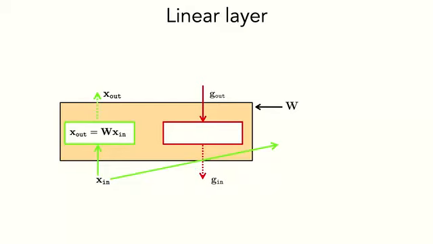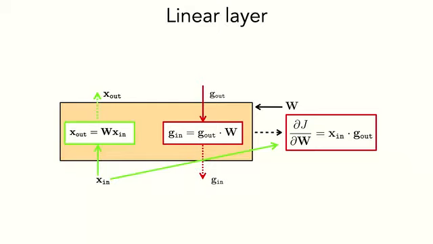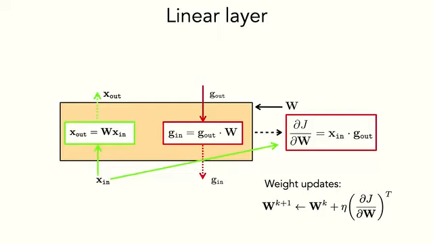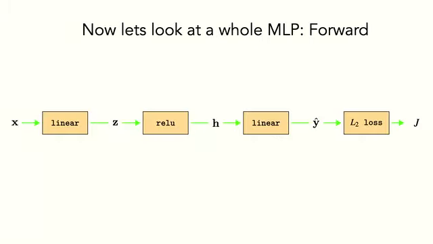Cool. So, a cheat sheet for a linear layer. The output is equal to the weights times the input. The gradient in is equal to the output gradient times the weights. And the update to the weights is equal to the input times the output gradient. Then you actually do that update by adding in the direction you want to move in, multiplied by your learning rate.